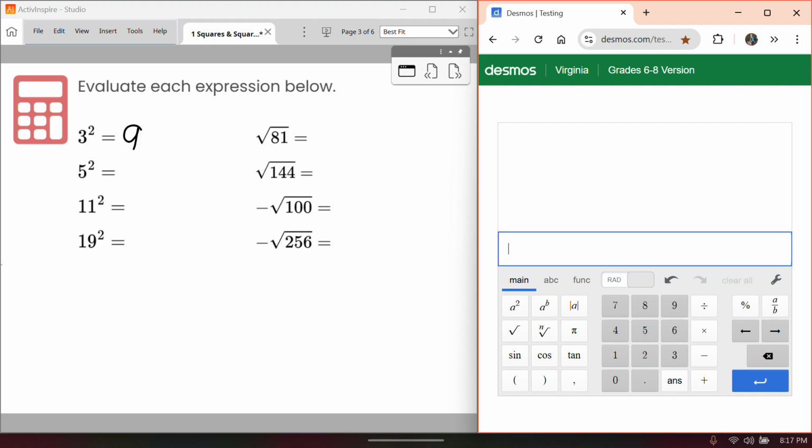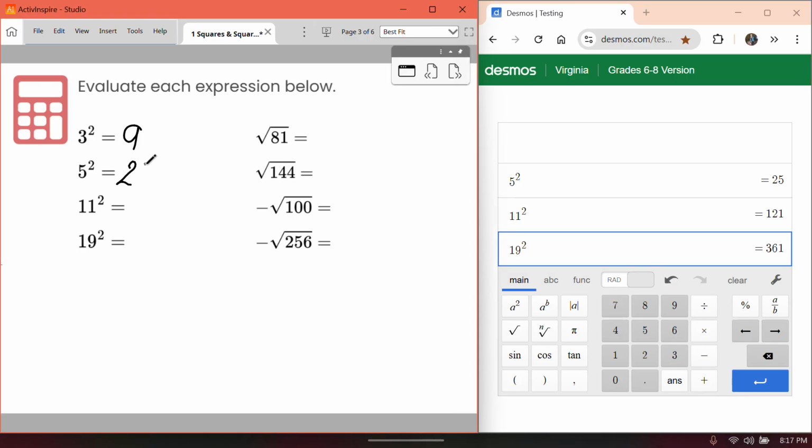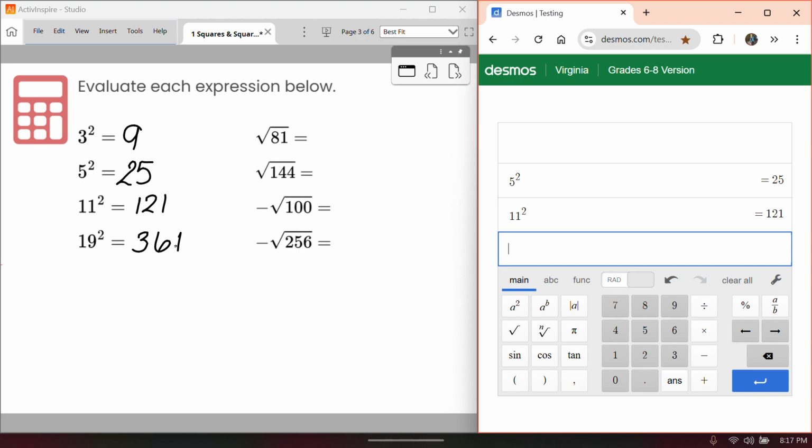Okay, so let's put the rest of these in. 5 squared, 11 squared, which is how we would read that exponent of 2. We would probably just say squared because that's the quickest, easiest way to do it. And those will give me my answers: 25, 121, 361. So again, that's the same as doing 3 times 3, or 5 times 5, or 11 times 11, or 19 times 19.